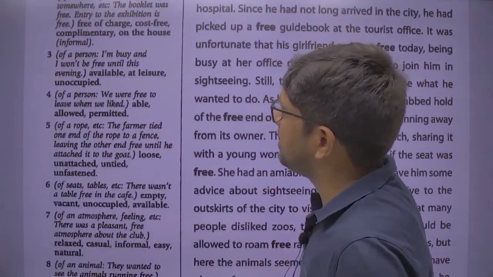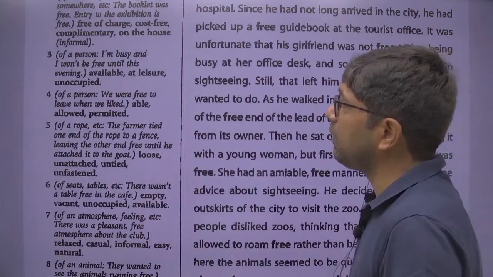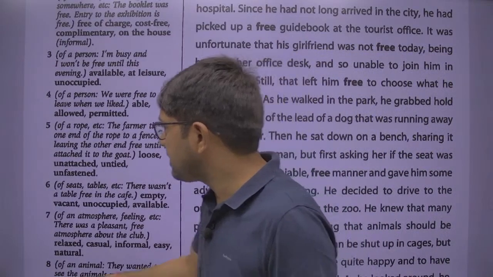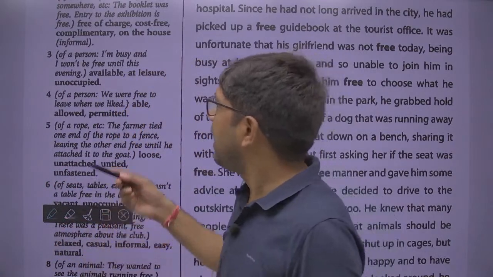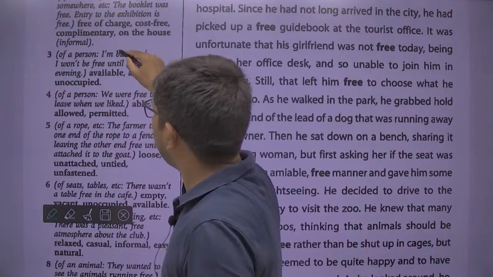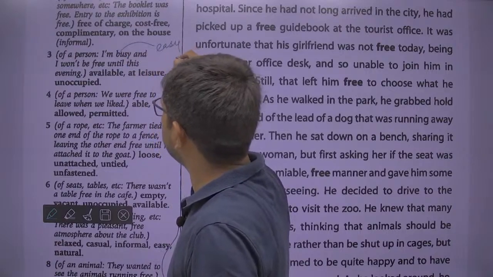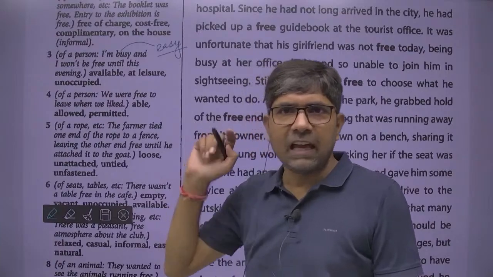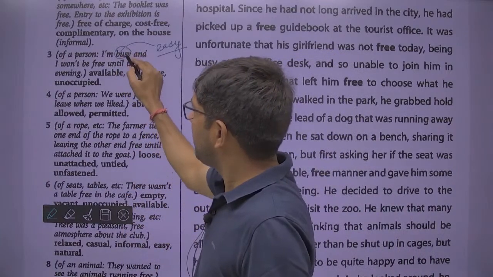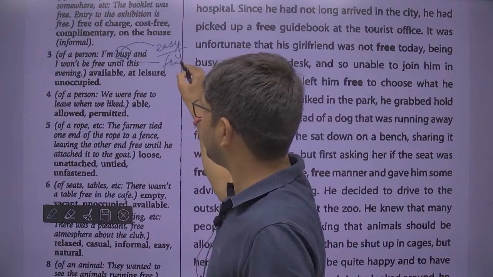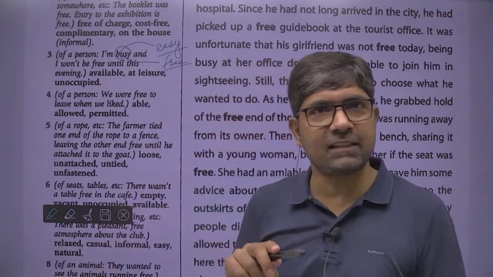So there is a person, I'm busy and I won't be free, means I will be busy. Are you free? So you are busy or you are easy? If you are easy means you do not have any serious commitment. If you are busy means you are engaged. Busy means you are not free. So one free is, what is the opposite of free? It is charged, it is paid.